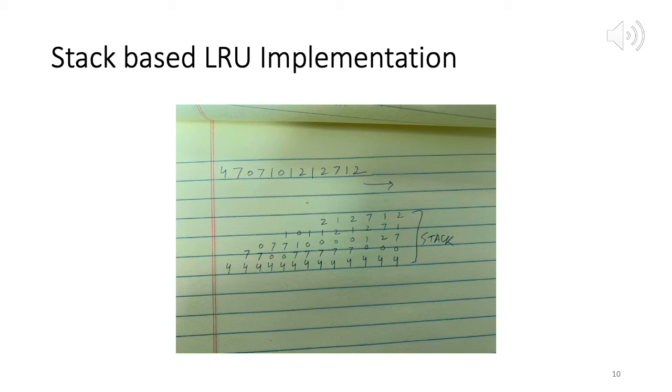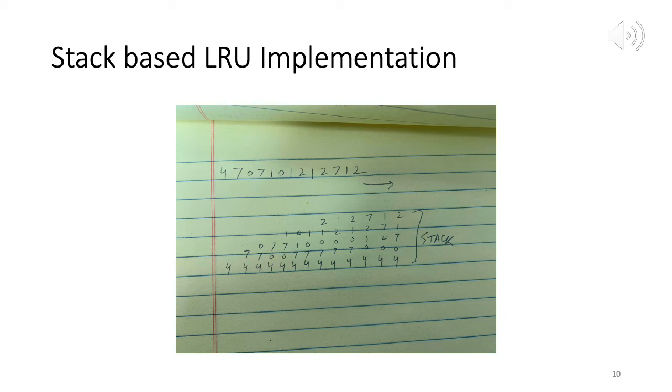Initially we have 4, we add it to the stack, then 7 is on the top now, then 0 is on the top, then again 7 comes. Here we don't add any new element, but we move 7 to the top, and 7 and 0 are swapped. So now the stack contains 7, 0, 4. Adding 1 to the top gives 1, 7, 0, 4.